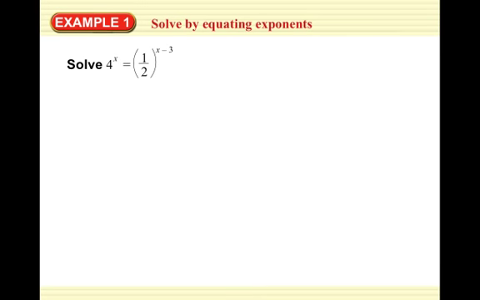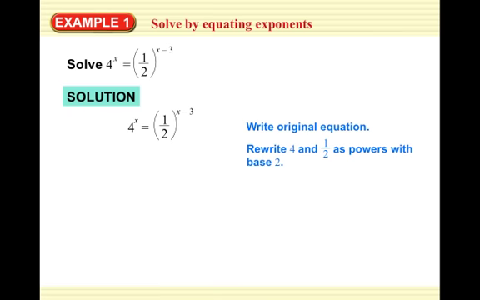So we call this solving by equating exponents. I've got 4 to the x equals 1/2 to the x minus 3. Now I know 4 is 2 squared and 1/2 is 2 to the negative 1, so I'm going to write both sides of this equation as powers of 2. So 4 is 2 squared, so 4 to the x is equivalent to 2 squared to the x power. 1/2 is the same thing as 2 to the negative 1, so I'm going to re-express it as 2 to the negative 1, and I still am going to raise it to the x minus 3 power.